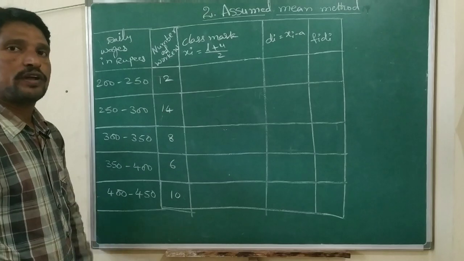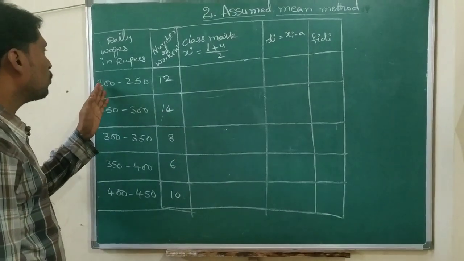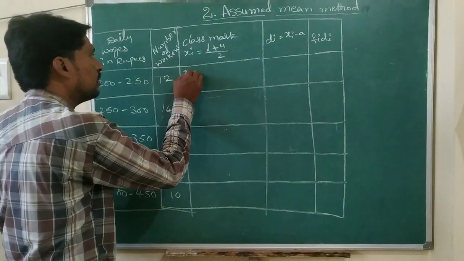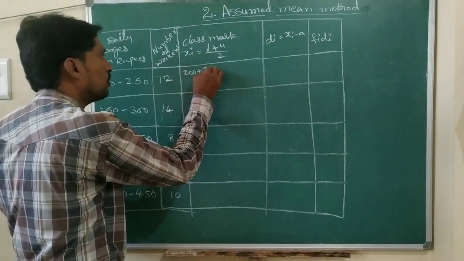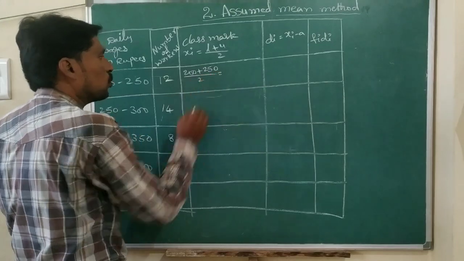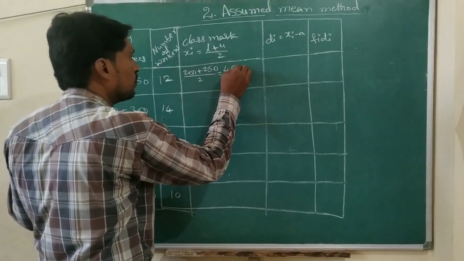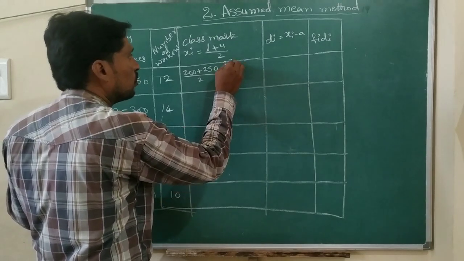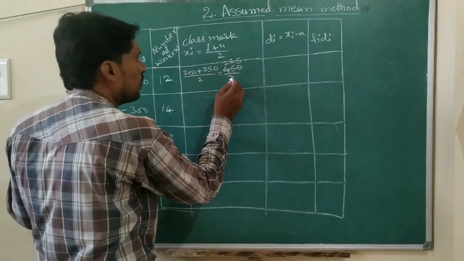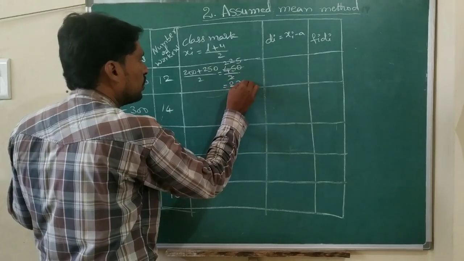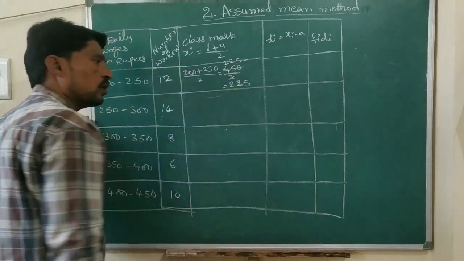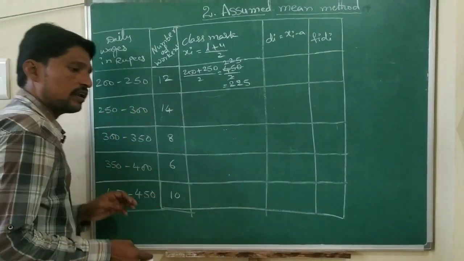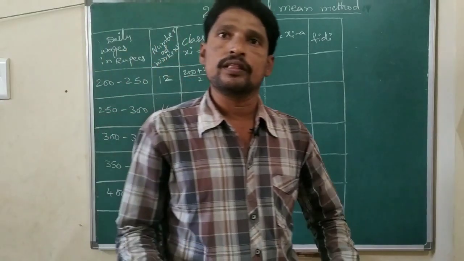We take the average of the lower limit and upper limit. For the 200 to 250 class interval, the lower limit is 200 plus the upper limit 250, by 2. 200 plus 250 is 450, by 2, we get 225. Next, the 250 to 300 class interval, where we follow one more method.